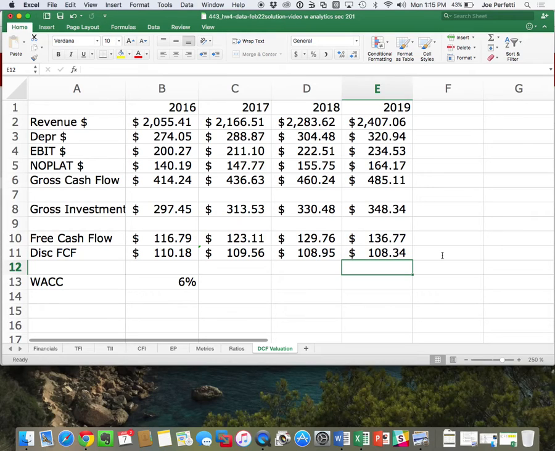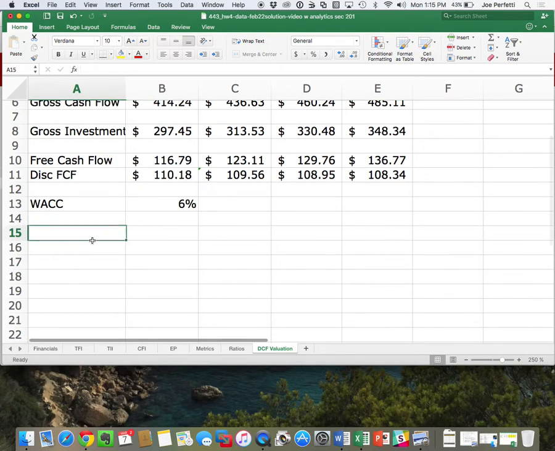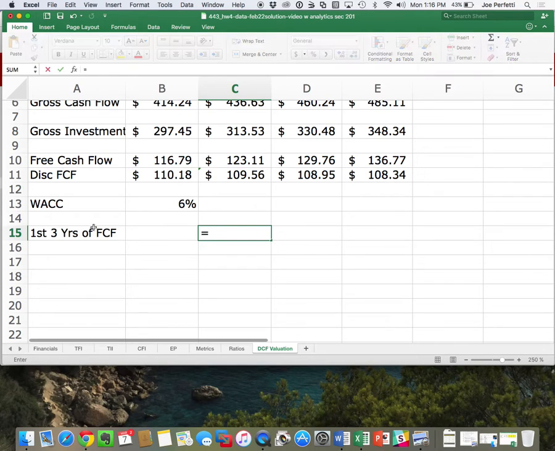Everybody with me so far? Okay, so this is all operating value is. Operating value says take the first 3 years, which in this case is the defined period where we're forecasting year by year the free cash flow. And what I'm going to do is sum them up. So basically equals this plus this plus this. And that's the first 3 years of operating value. Okay, just the discounted free cash flows for the first 3 years.